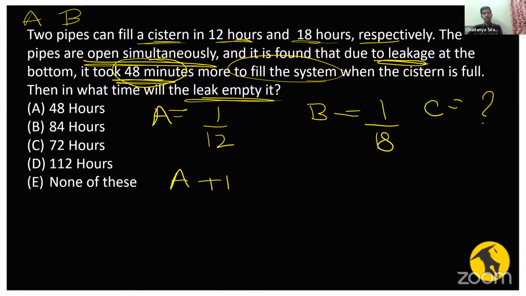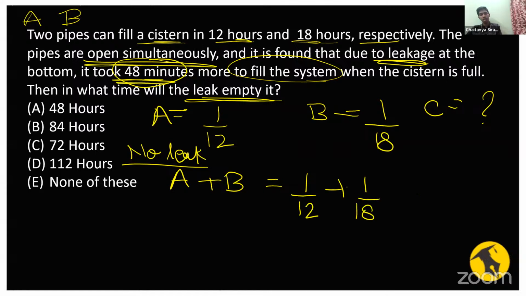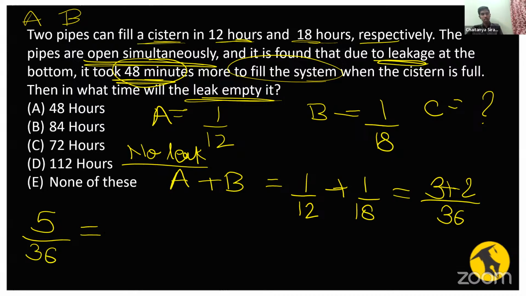A plus B is simply how much time it will take to fill if there was no leakage. 1 by 12 plus 1 by 18. The LCM is, I think, 36. Yeah, 3 plus 2 by 36. This is 5 by 36. Or I can write it for the number of hours.